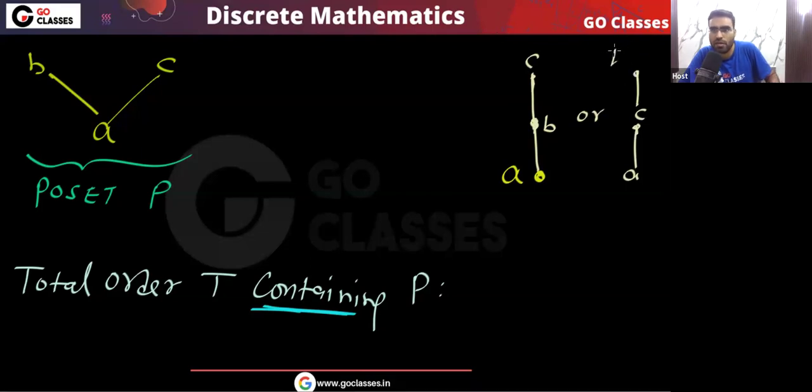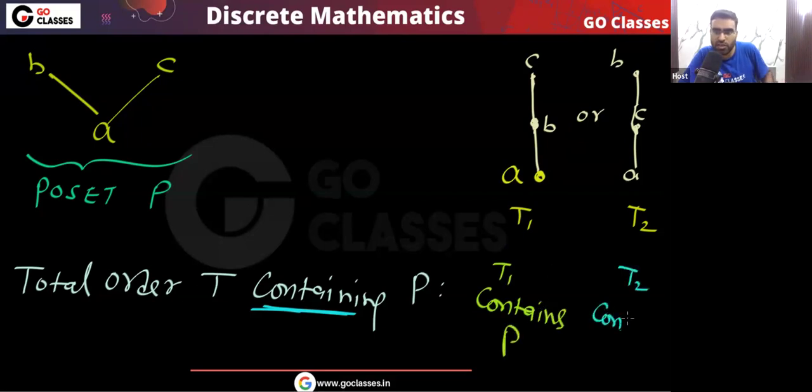Okay, now you can easily check whether you do this T1 or whether you do this T2. They both contain P. Yes or no? You can easily see T1 contains P. Is it correct? T1 contains P. You can see T2 contains P.